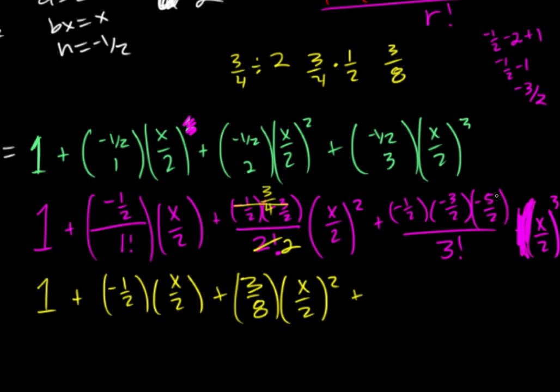Okay, multiply the tops together. We're going to get negative 15. Multiply the bottom, 2 times 2 times 2, that's 8. 3 factorial is 3, 2, 1, so that's 6. So we get negative 15 over 8 divided by 6, which would be like multiplying by 1/6. And 6 and 15 are both divisible by 3.